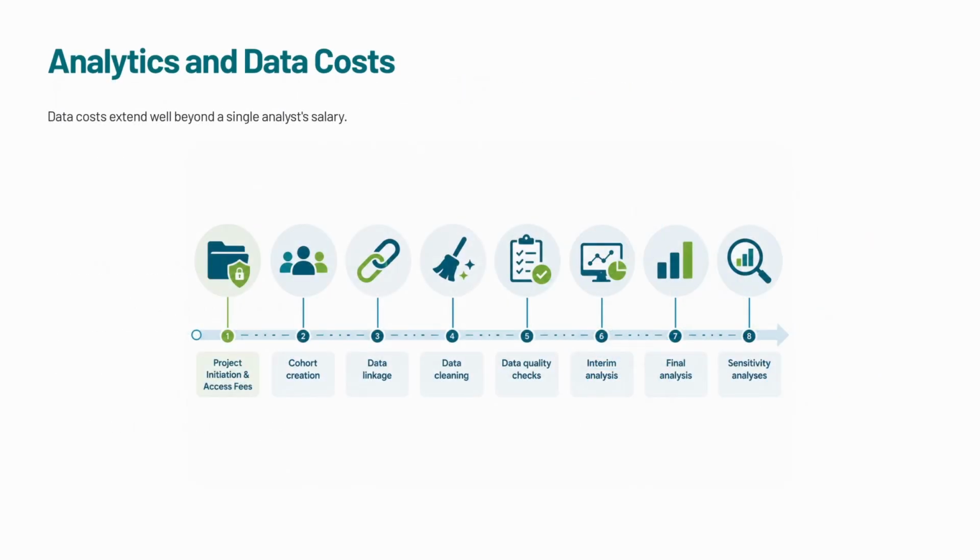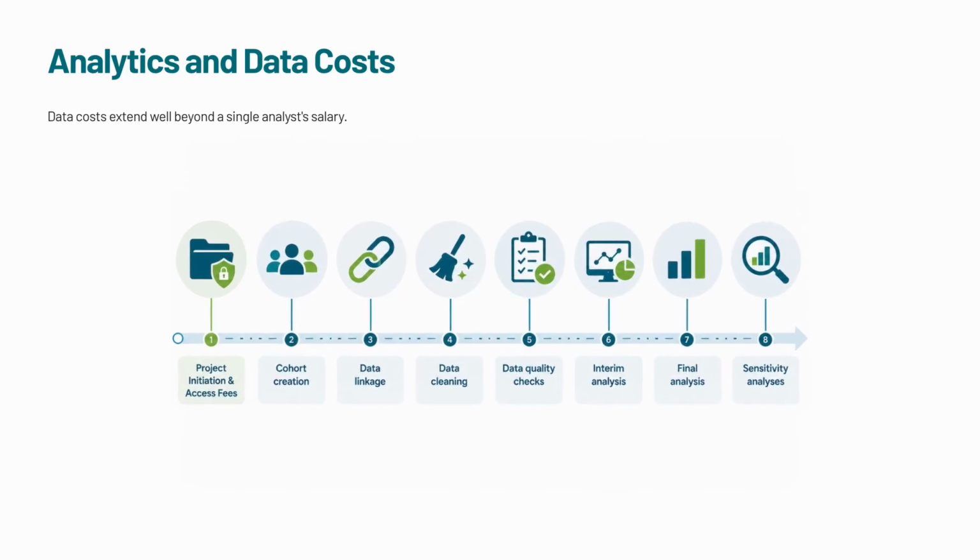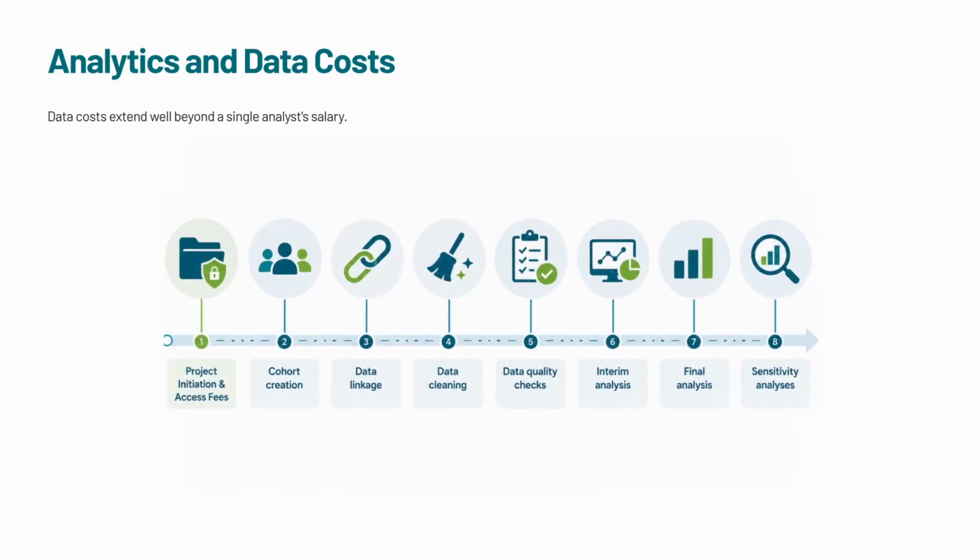Data costs are broader than hiring an analyst. In many pragmatic trials, the data work begins with project initiation and access fees, then moves through cohort creation, data linkage, cleaning, quality checks, interim analysis, final analysis, and sensitivity analyses. Each step may require staff time, data provider fees, approvals, documentation, and sometimes specialized analytic support. This is especially important when using administrative data, registries, or linked health system data sets. The budget should reflect the full data pathway, not just the final analysis.